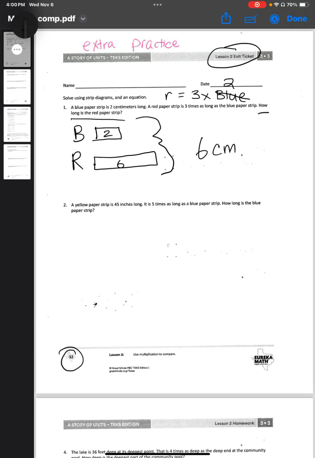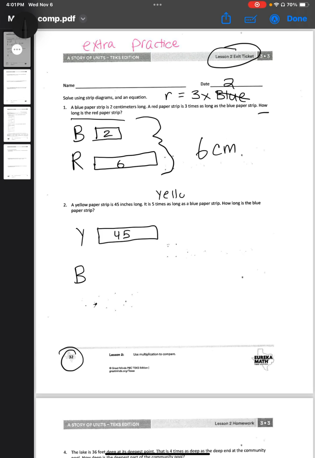Okay, problem 2. A yellow paper strip is 45 inches long. It is 5 times as long as a blue paper strip. How long is the blue paper strip? Again, step 1 is to identify what are we comparing. In this case, it's a yellow paper strip and a blue paper strip. What do we know? We know that the yellow paper strip is 45 inches long. We also know that it is 5 times as long as the blue.